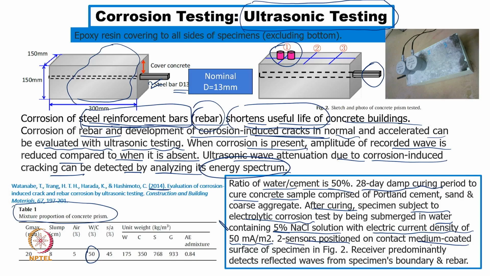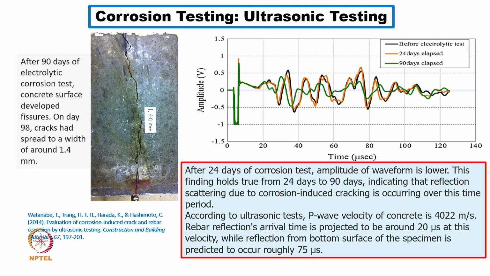The two sensor positions are on the contact media on the specimen, particularly where the media was in contact, and then coated with epoxy. So, at the top it cannot ingress, and the receiver in this case finds the reflected waves from the specimen, maybe from the bottom or maybe the sides, but water ingress can happen only from the bottom, not from the other 5 sides. And then they showed the results after 90 days of exposure to the electrolytic corrosion test.